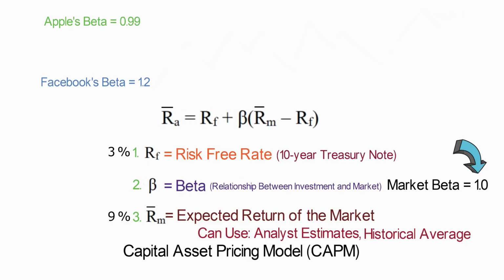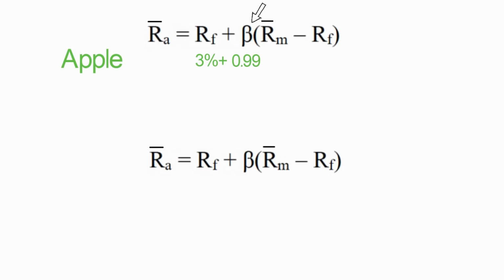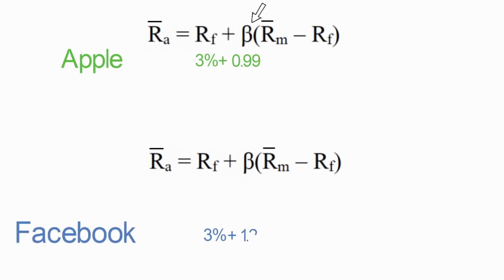Okay, so now we have all of our inputs. Our risk-free rate is 3%. Beta for Apple is 0.99, and for Facebook it's 1.2, and then we have the expected market return of 9%. Okay, so let's plug these numbers in. So RF is the risk-free rate. So here we could plug in 3%. This symbol here is the Greek symbol for beta. For Apple, we can replace this beta with 0.99, and we could put Facebook's formula down here, and there we will put 1.2. Then in the parentheses, we have the expected market return minus the risk-free rate.